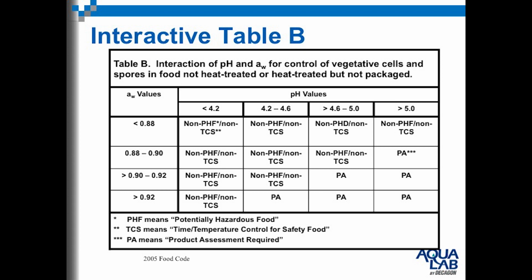But then you see where you take the table, you find your water activity, you find your pH, you see where the table connects, and if in that cell or that square it says non-PHF, then you're good to go. You don't have to store your product under time and temperature control. But if you fall under one that says PA, then that means your product could be hazardous, and you have to either do time temperature control or be able to prove that your product cannot support microbial growth.